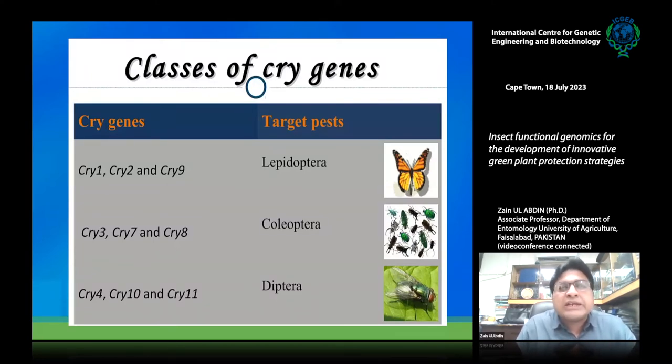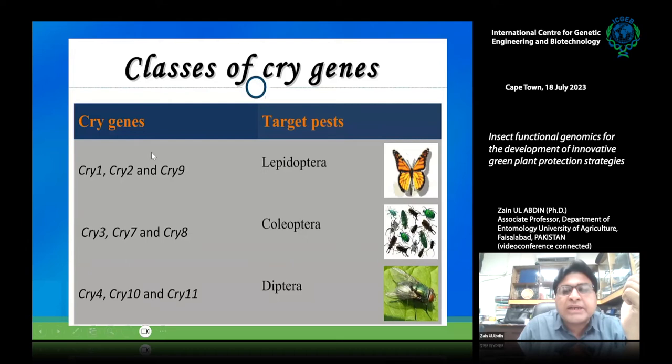And here there are classes of a few cry genes. For example, Cry1, 2, and 9 have been reported to be effective against the Lepidopterous pest. Lepidoptera is an insect order which has almost all types of harmful insects. Very dangerous and damaging insects come in the Lepidopterous order. And mostly these three genes are highly effective against the control of these Lepidopterous insects.